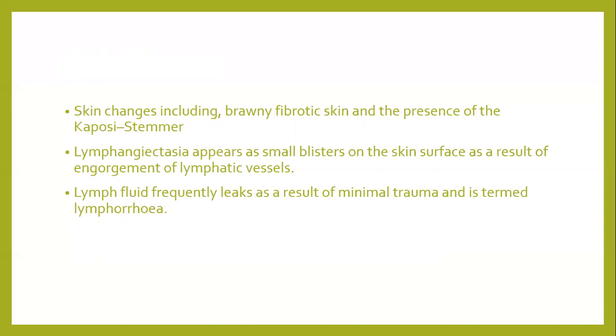Lymphangiectasis appear as small blisters on the skin surface as a result of engorgement of lymphatic vessels. And lymph fluid frequently leaks as a result of minimal trauma. This results in lymphorrhea. So, additional changes of primary lymphedema or other lymphedema of chronic nature are lymphangiectasis, जो कि small lymph blisters होते हैं skin पे, and lymphorrhea, which is the leaking of lymph through the skin.